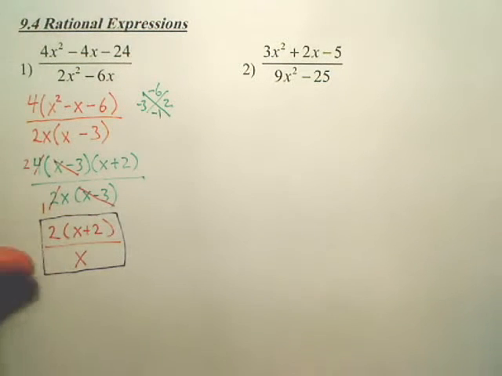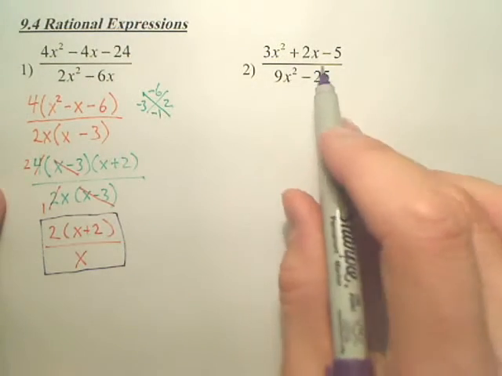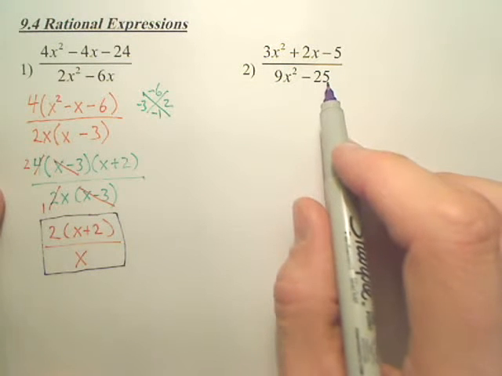This and this are the same thing, just different forms. Just like simplifying fractions. They're the same thing, just different forms. Okay, now we're going to do this one. A little bit more complicated factoring.